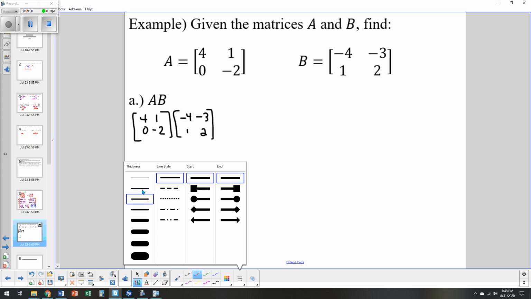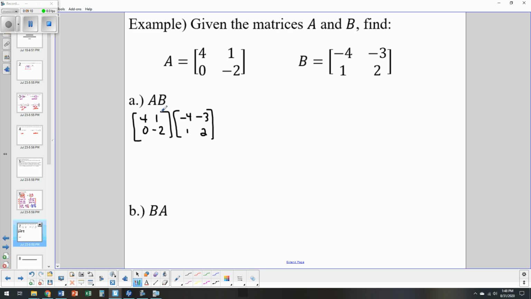So for A times B, try to use a little smaller here. Rows in the first one, columns in the second. We know they're both 2 by 2s. My result will be a 2 by 2. That's 4 times -4. And as you get more comfortable with these, you could even probably get to the point where you do 4 times -4, just write the -16 there. But because we're still learning, I'm going to keep showing you every step.